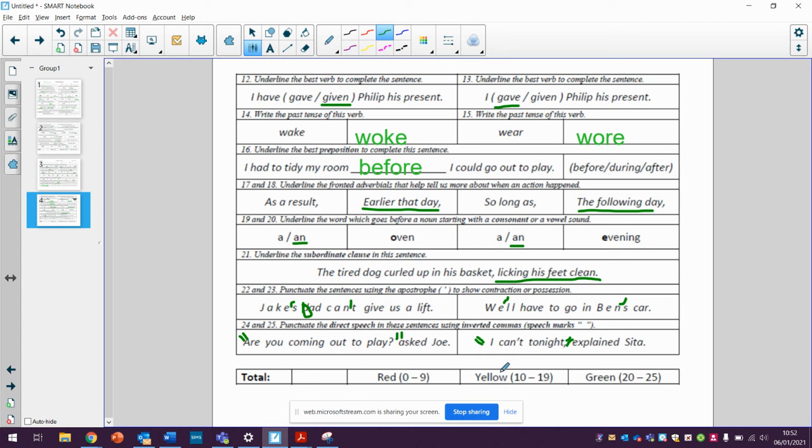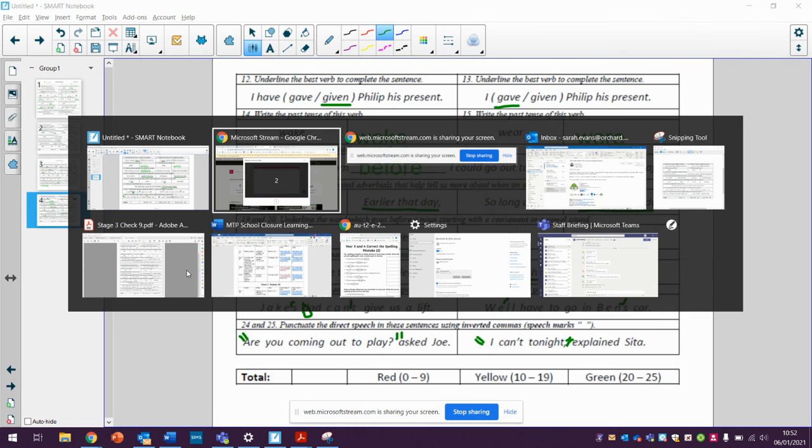So total up your scores, and then you can colour in which score you got. If you want to, I'll do a little form and you can write in your score of how much you got as well, so that we can see what you got as well. Well done. Good job on your learning.